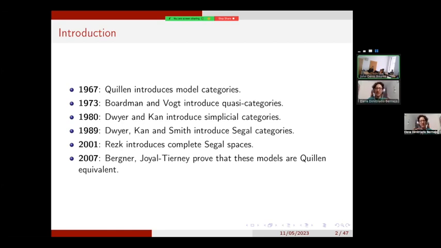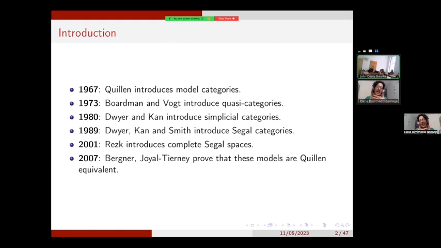So in 1967, Quillen introduced model categories as a way to solve this issue. And model categories work very well, but they also ask us for a lot more information. We need fibrations, we need cofibrations. It's a lot, and it's also information that we lose the moment we do the localization. So other people thought of other ways to work around this.